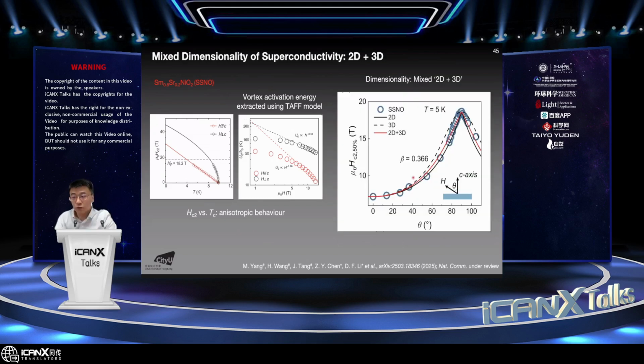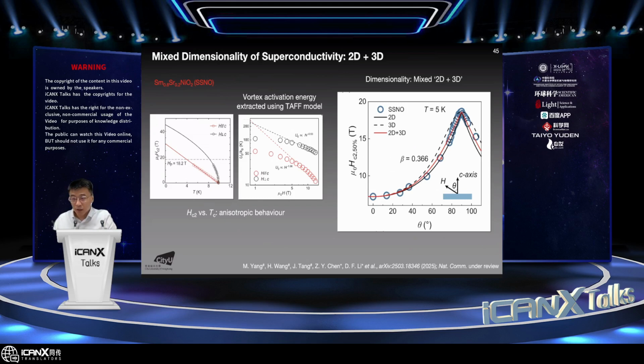In order to get further information regarding this question, we also performed the upper critical field measurements in a rotated sample configuration. This is to say that we can rotate the sample within the magnetic field and measure the magnetic field response as a function of the angle.